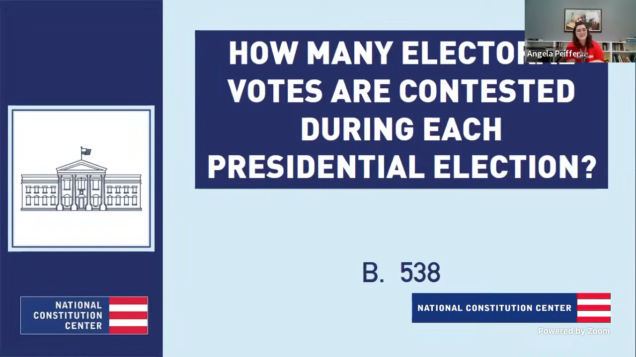538. We had some guesses here that were pretty high in the thousands, but there's not quite that much room in Congress for all that many people. So there is 538 electoral votes that are contested during each election.